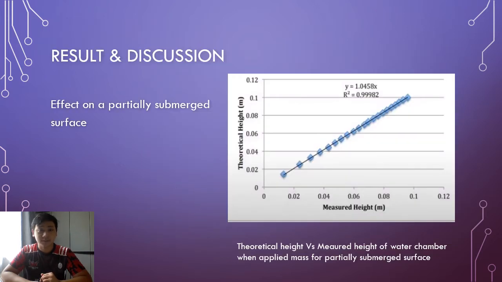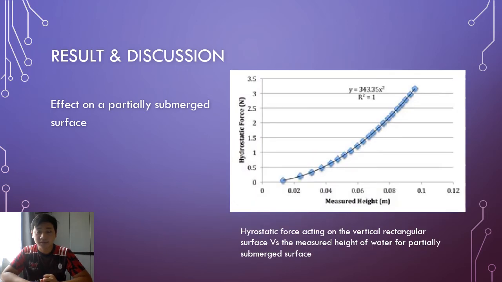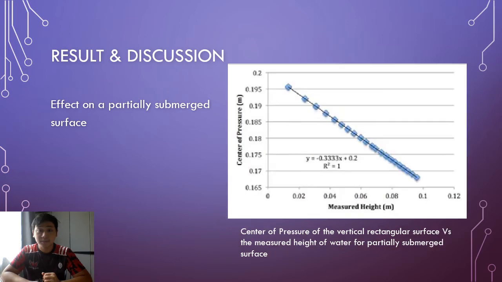This is a result and discussion on the effect of partially submerged surface. So this is the theoretical height. We measure the height of the water when applied mass for partially submerged surface. This is the hydrostatic force acting on the vertical rectangular surface versus the measured height of water for the submerged surface. This is the center of pressure of the vertical rectangular surface versus the measured height of water for the partially submerged surface.